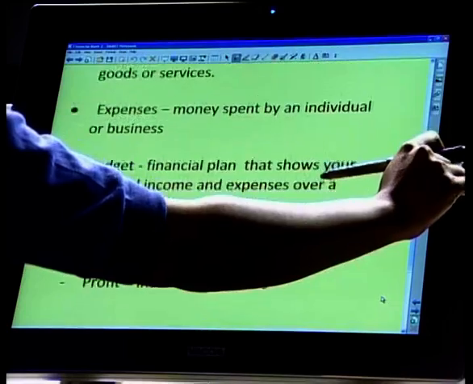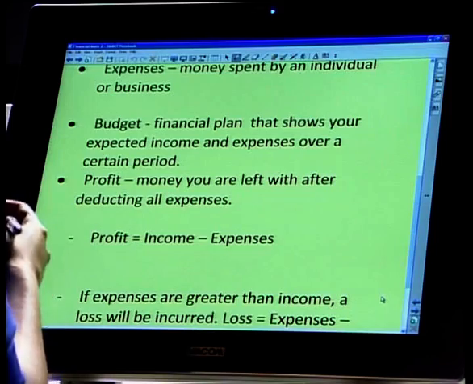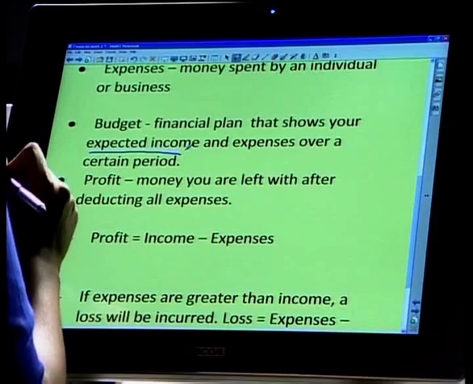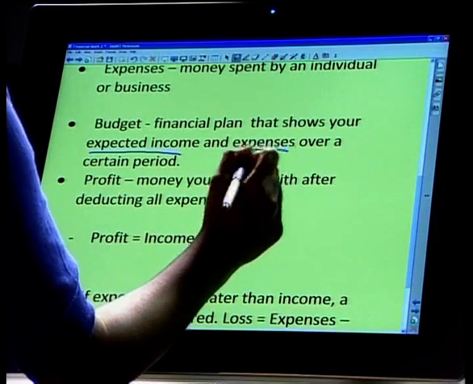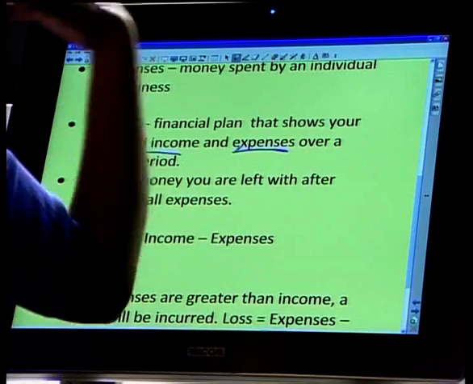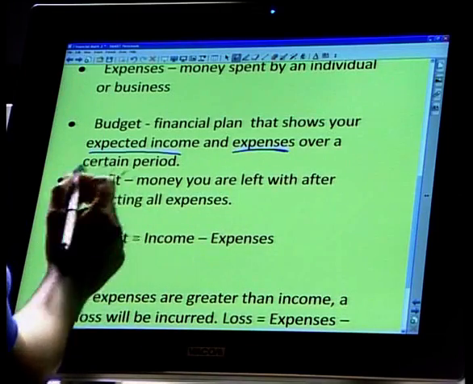That is an expense. A budget is really just a financial plan that shows your expected income, so what you think you're going to get in, and your expected expenses, and it's always taken over a certain period of time, so it can be a month, a year, 2 months, or whatever the case is.